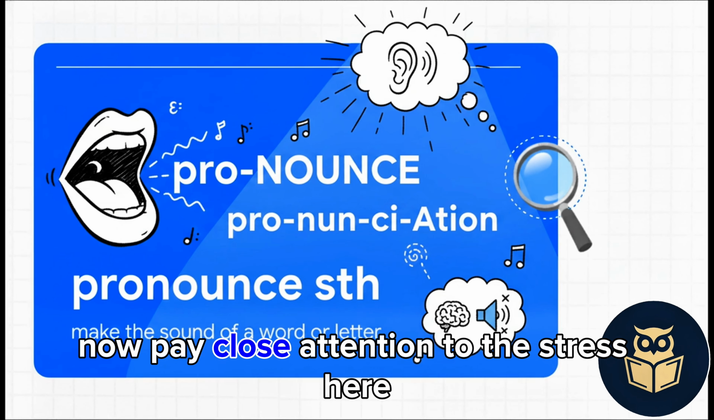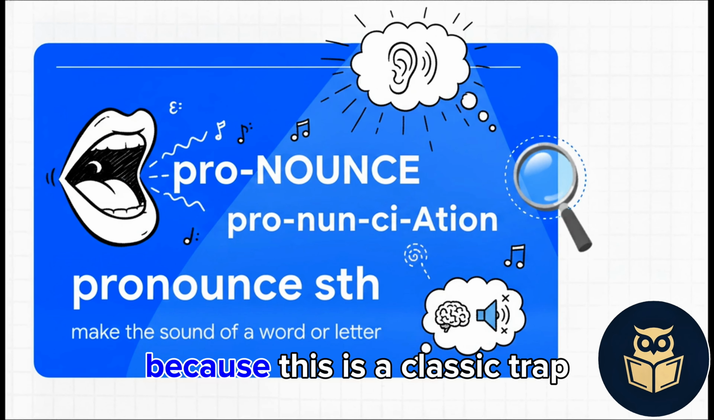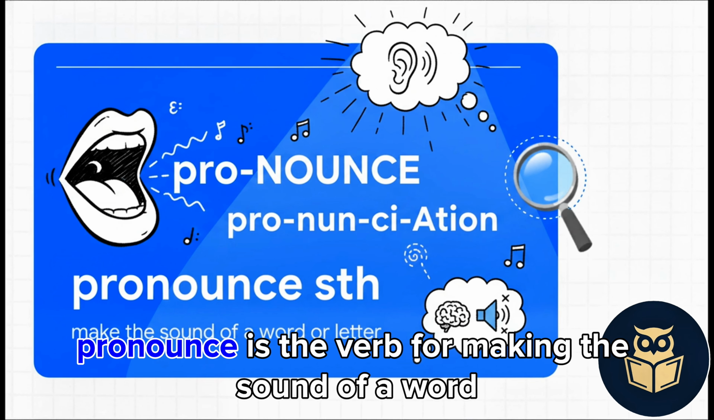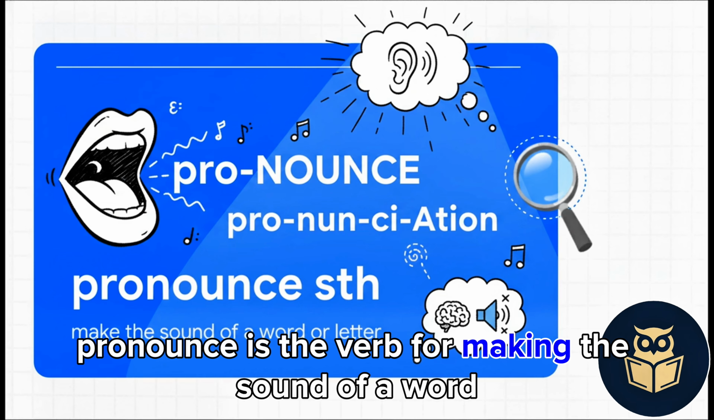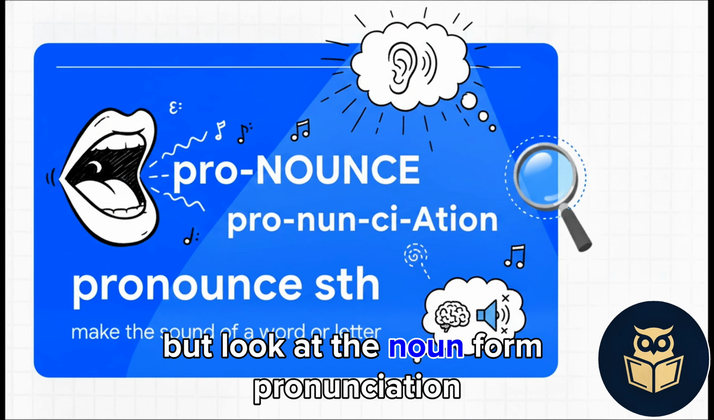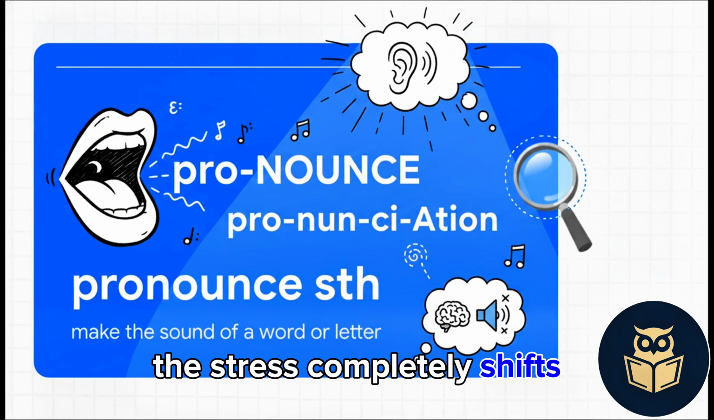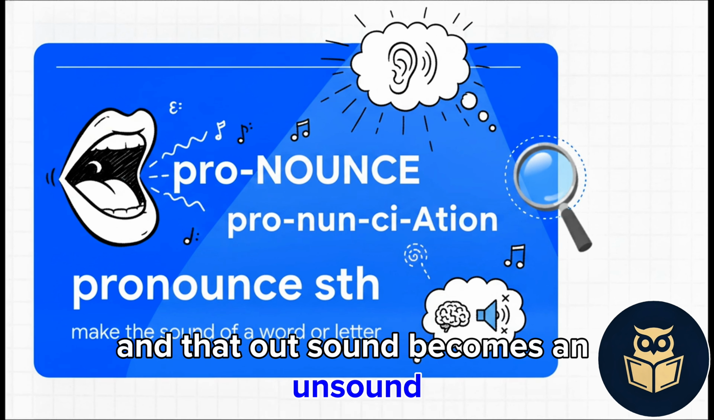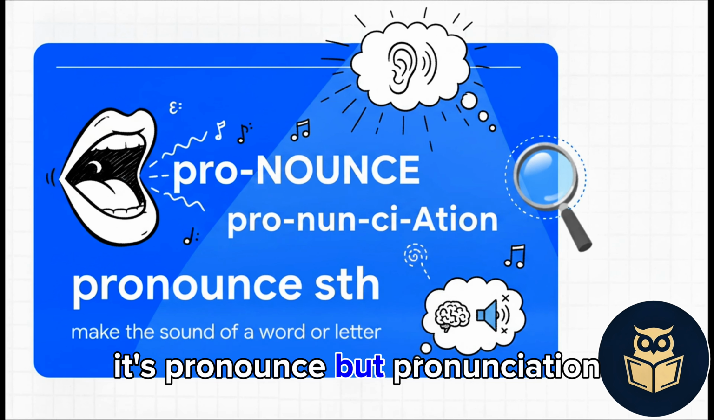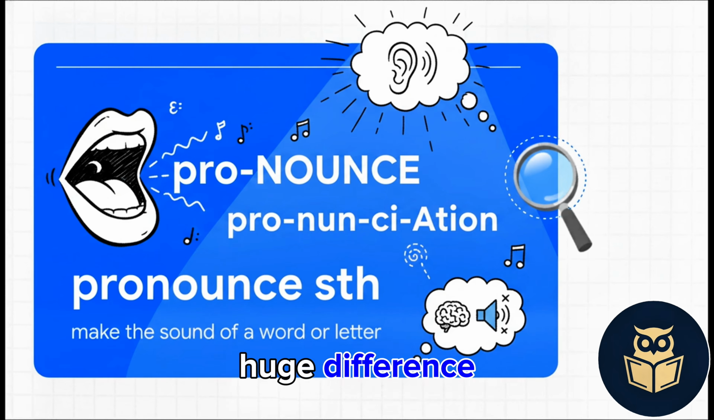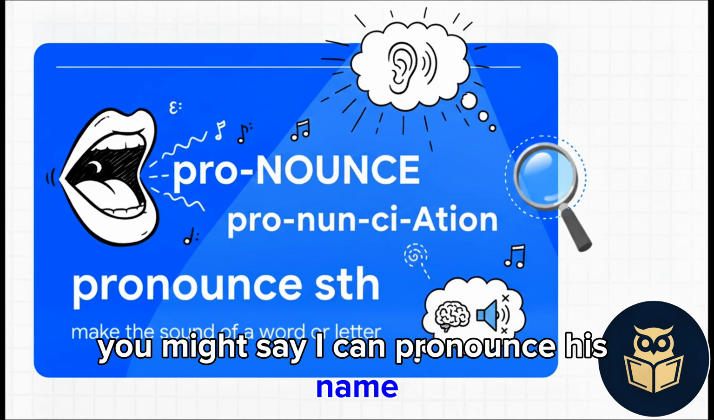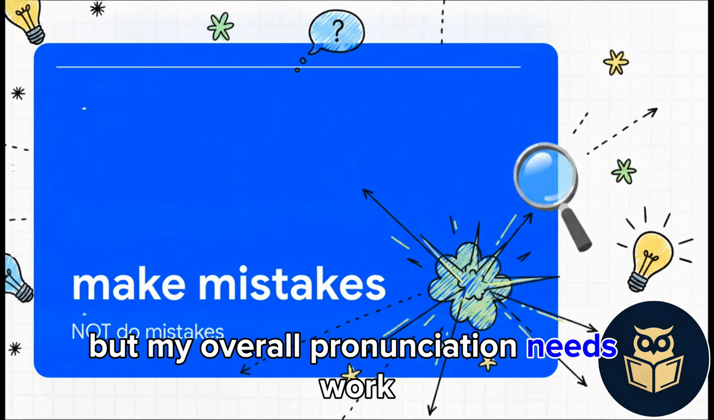Now, pay close attention to the stress here, because this is a classic trap. Pronounce is the verb for making the sound of a word. But look at the noun form, pronunciation. The stress completely shifts, and that ounce sound becomes an unsound. It's pronounce, but pronunciation. Huge difference. So you might say, I can pronounce his name, but my overall pronunciation needs work.